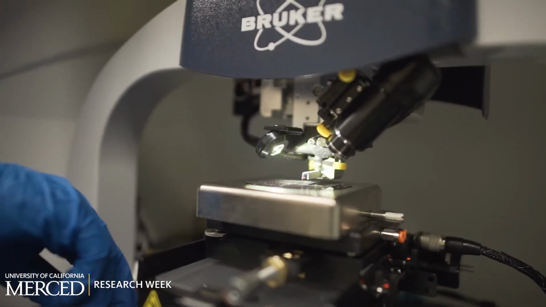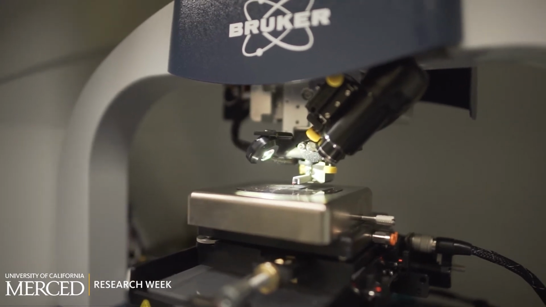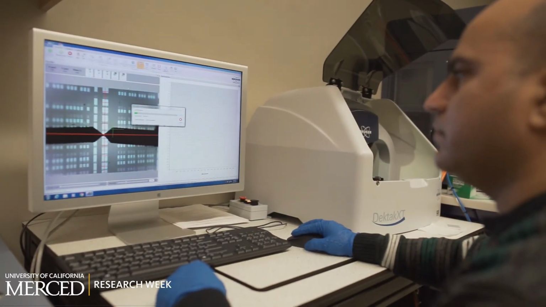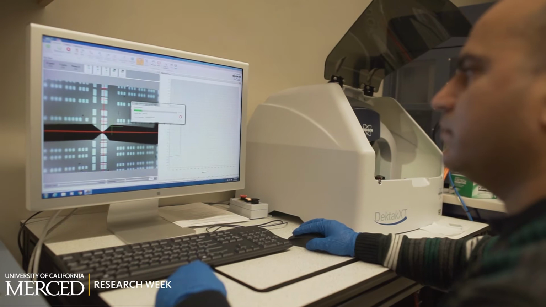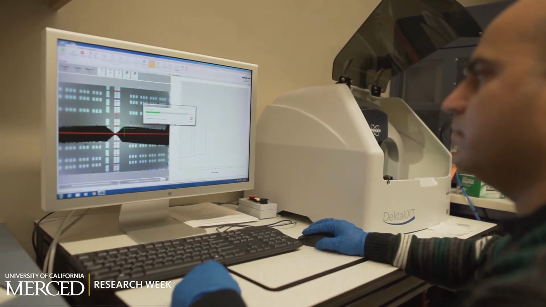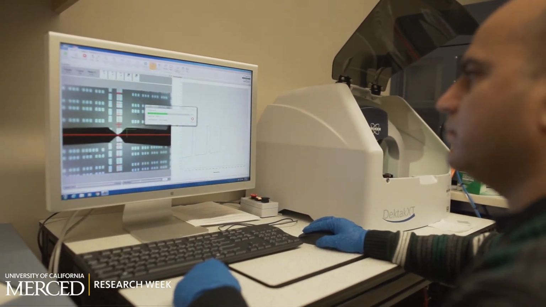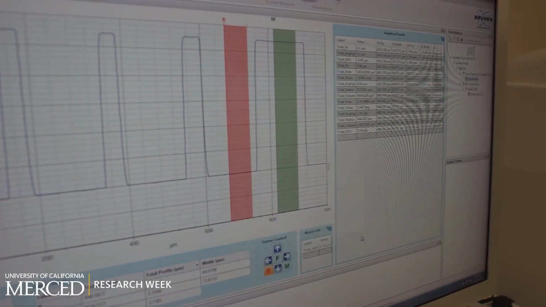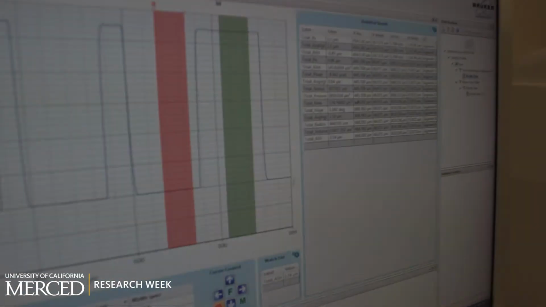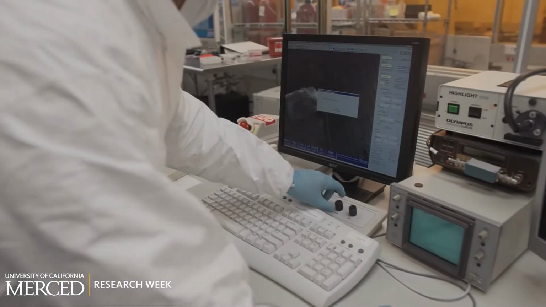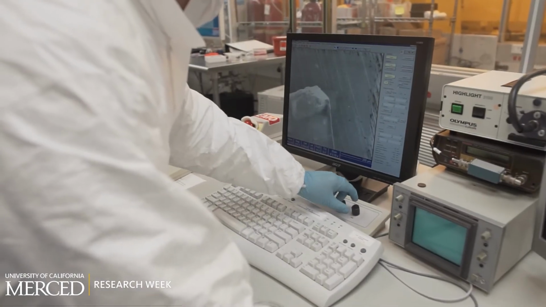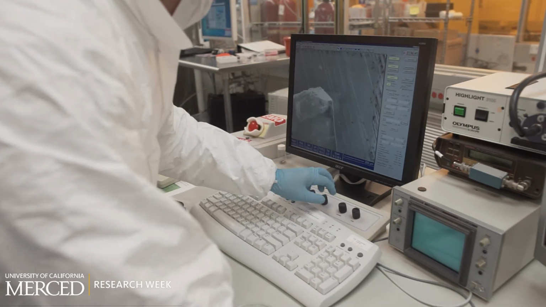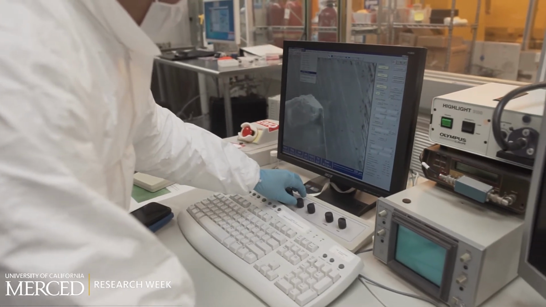We also have Bruker's profilometer in our facility. We use profilometer to measure the gaps and the step heights of the features fabricated on the devices. The profilometer can also be used for surface morphology studies of any sample with nanometer resolutions. The other instrument we have is focused ion beam, FIB. FIB resembles scanning electron microscopy.